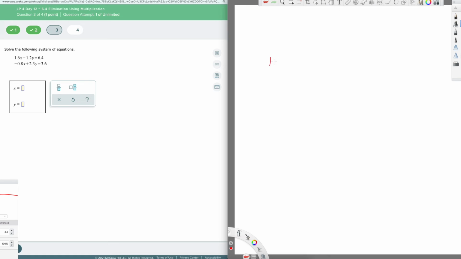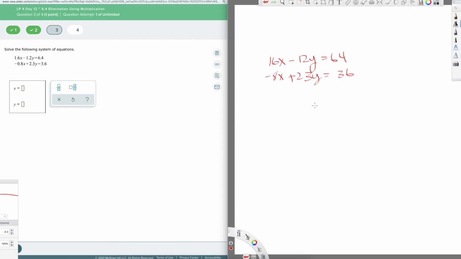So instead of 1.6, I can write 16 minus 12 equals 64. And then I'd have negative 8 plus 23 equals 36. So if you notice, it's all the same numbers, but all I did was move the decimal over one time for every one. As long as you're only moving it over once, you're multiplying by 10. So I multiplied everything, both equations, by 10 to eliminate decimals. You don't have to do that step, but it makes it a little easier to look at without the decimals.